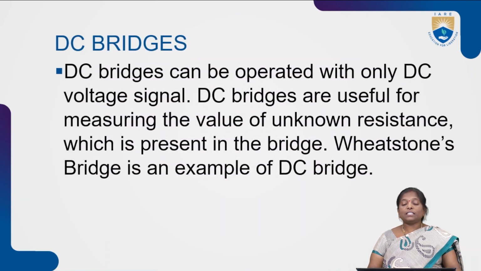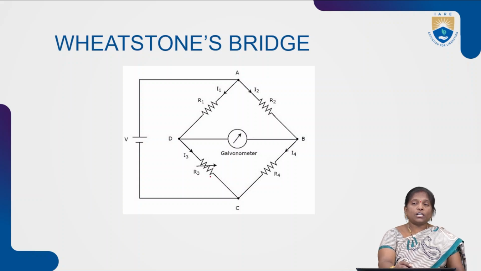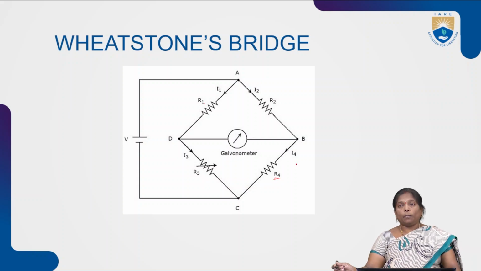Coming to the DC bridges, in this we can measure the resistance. The DC bridge which is used to measure the unknown resistance is the Wheatstone bridge. This is the construction of the Wheatstone bridge. Similar to the remaining bridges, the Wheatstone bridge also consists of 4 arms, arm 1, arm 2, arm 3 and arm 4. The first arm has the resistance R1, the second arm has resistance R2, the third arm has resistance R3, and the fourth arm is represented with a resistance R4.